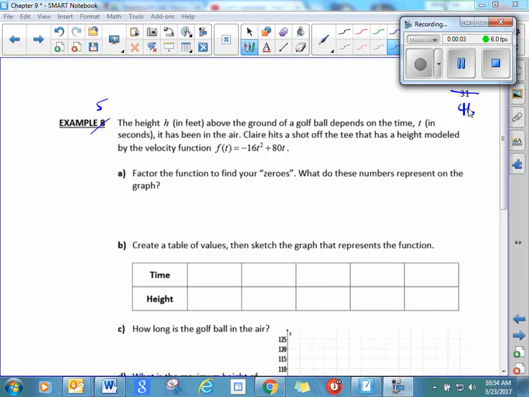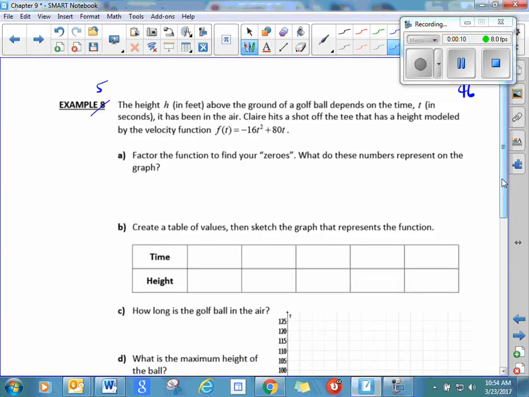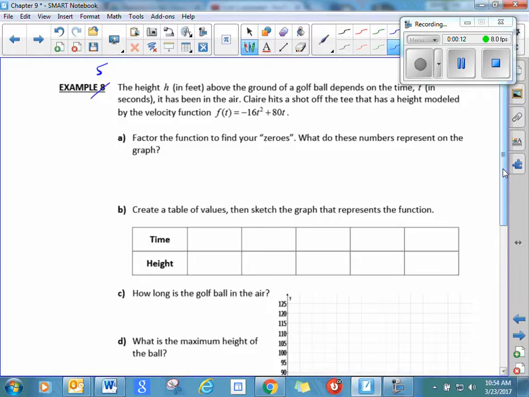Some of the page numbers and example numbers don't match up, but we are on, in your book, page 46, example 5. This example takes this whole page. We're going to answer a whole bunch of questions about this one scenario, this one word problem about hitting this golf ball. You can think of a golf ball being shot off of a tee or off the ground and making a parabola shape before it comes back down and hits the ground again.